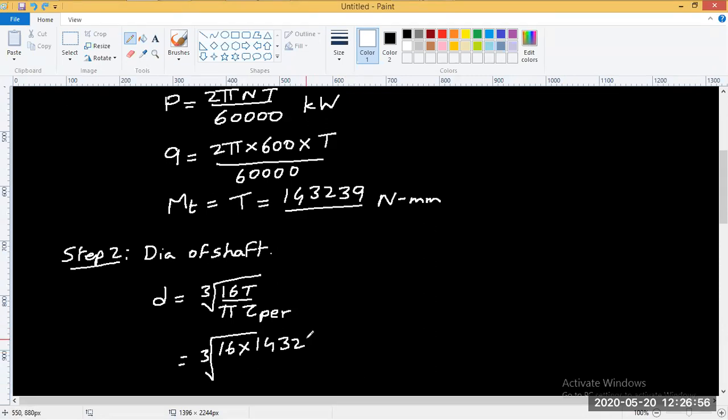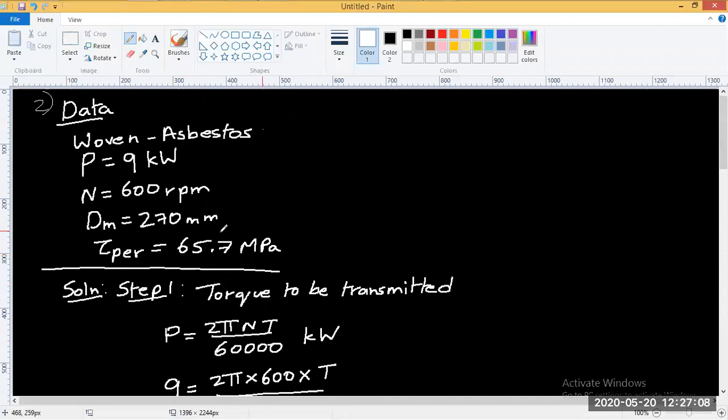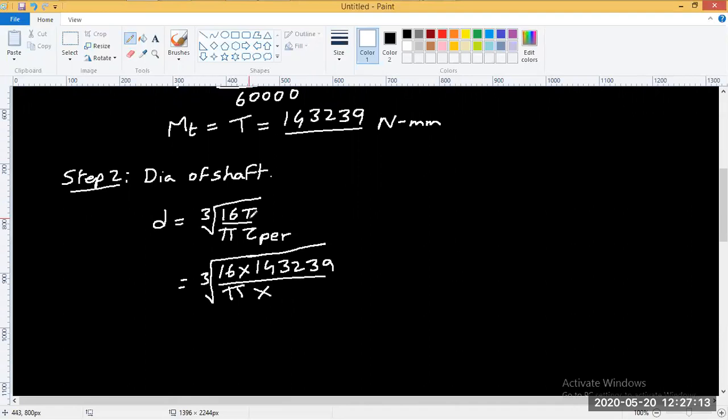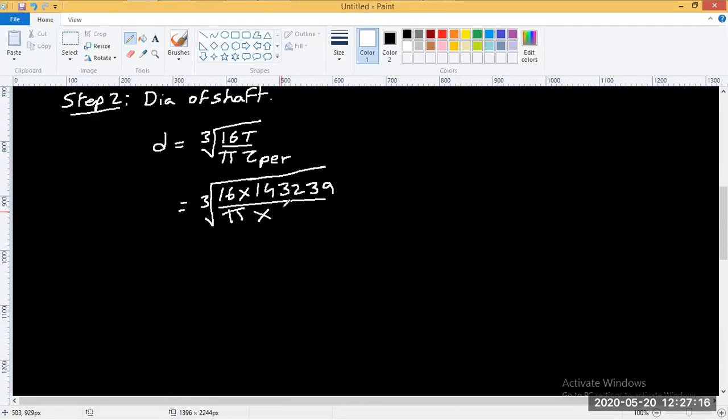0.239 under the root over 5 into tau permissible. That is given in the data 65.7. Let's use that. 65.7. So from this you will get the diameter D. Okay. So try finding out the diameter.